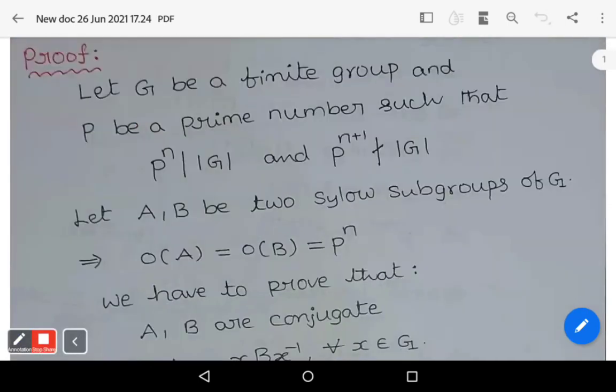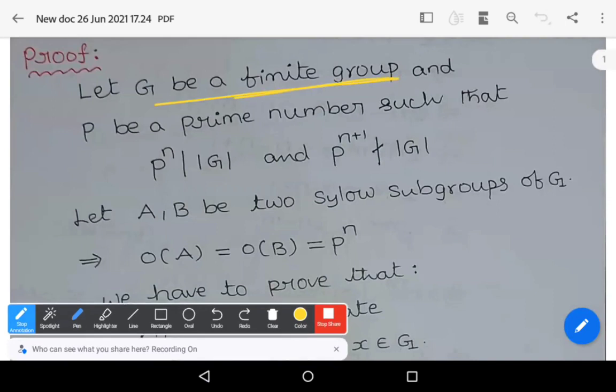Let us prove this statement. Let G be a finite group. Finite group means it consists of only a finite number of elements. And p be a prime number such that p power n divides mod G and p power n plus 1 does not divide mod G. We define a prime number with this property.